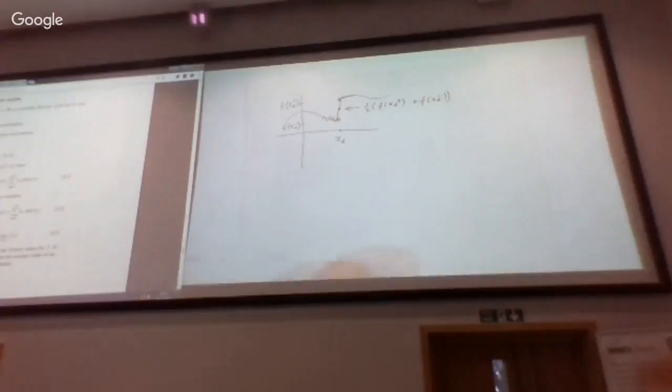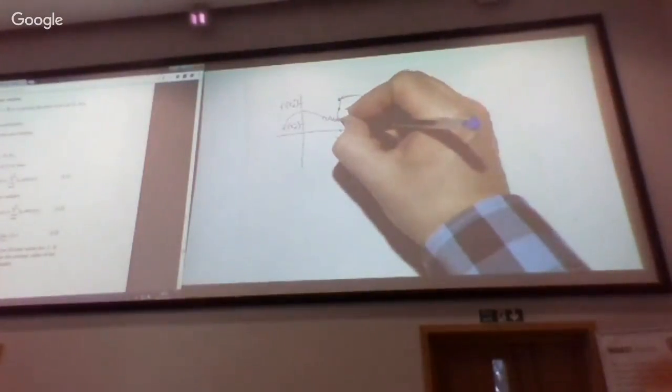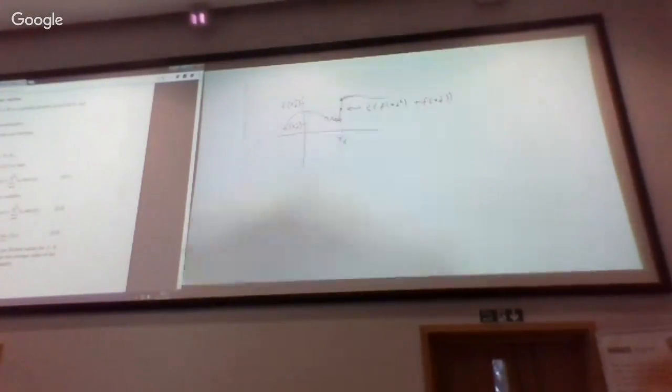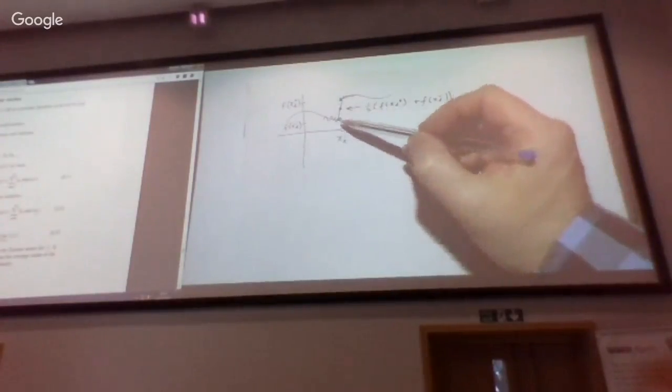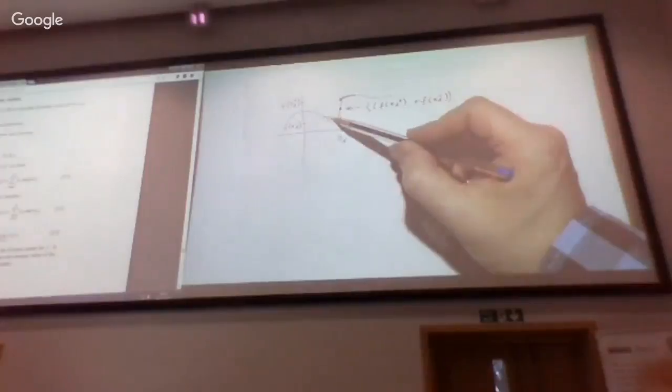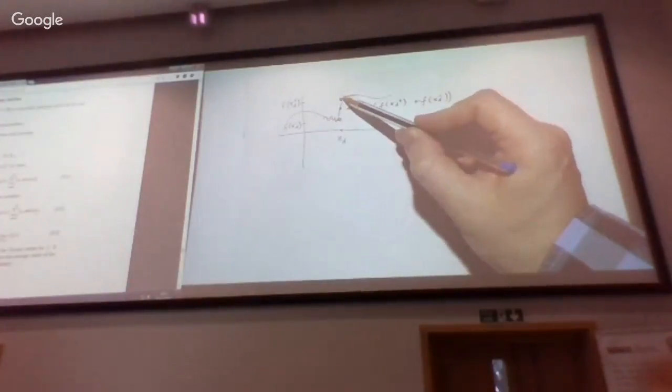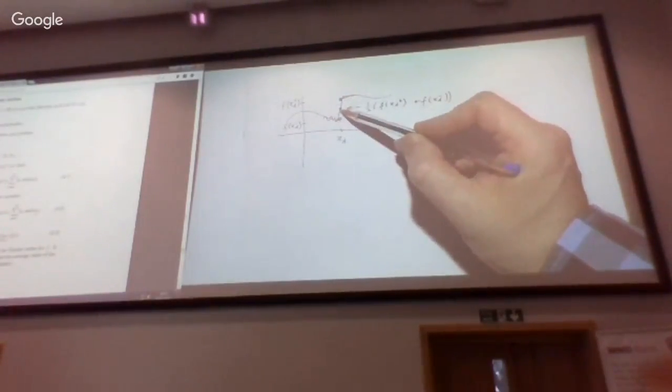Now the function f itself might take this lower value at x_d, it might take that upper value, or it might take some completely different unrelated value. But as the Fourier series approximates the function here, and it jumps up here, it's going to go through that midpoint.